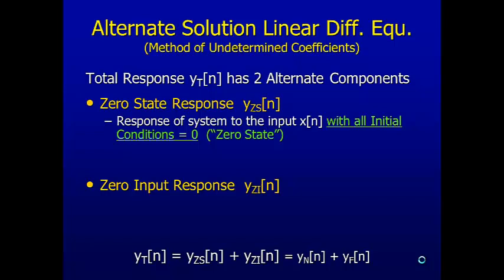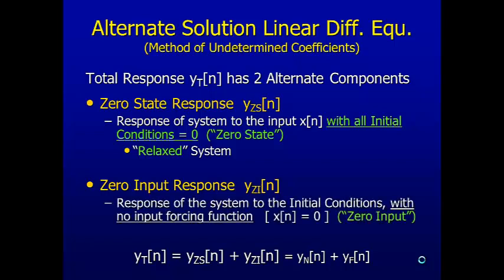Zero input response, as if I shut off the input and whatever's left in here just finishes grinding away. So we're going to separate out that way. Not forced natural, but zero input, zero state response. The zero state response assumes a relaxed system, even if there wasn't. And zero input response assumes there's no input, even if there is. But it lets me break up the pieces and separate them in a way that's helpful for solving the problem.